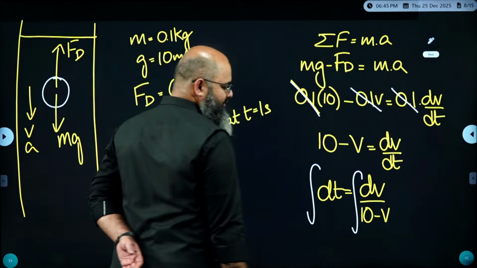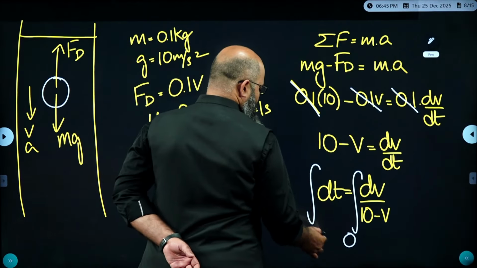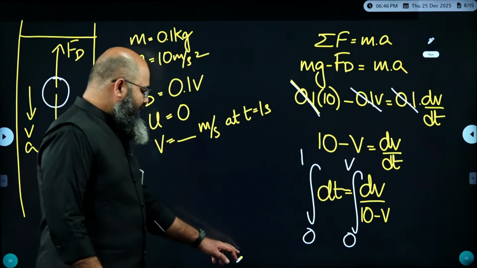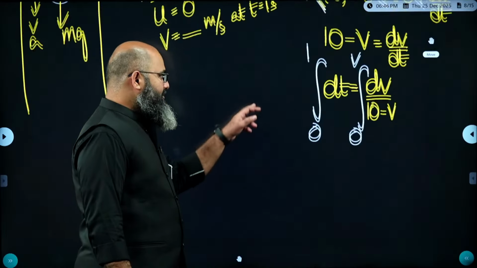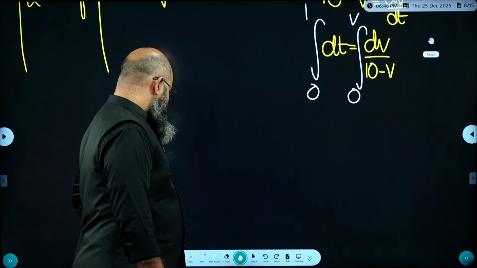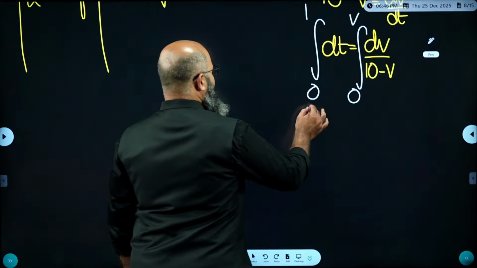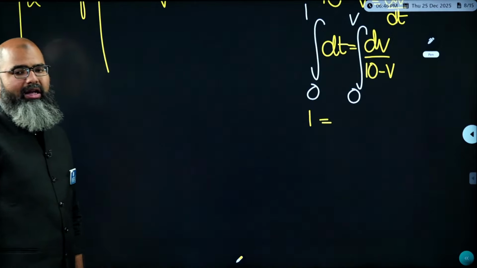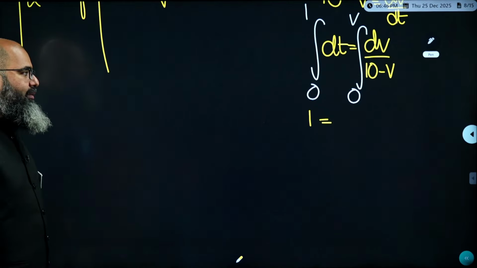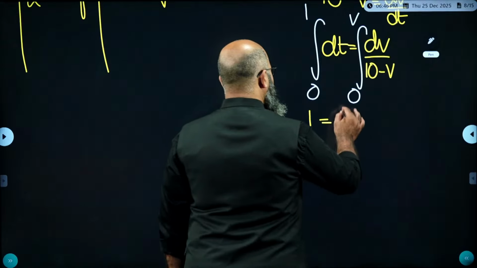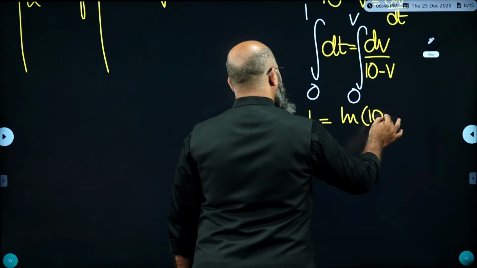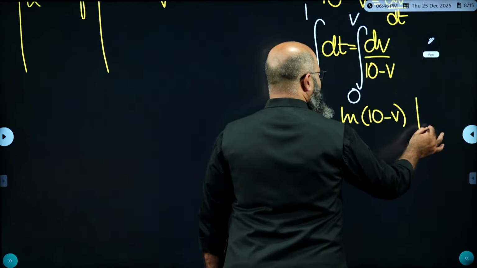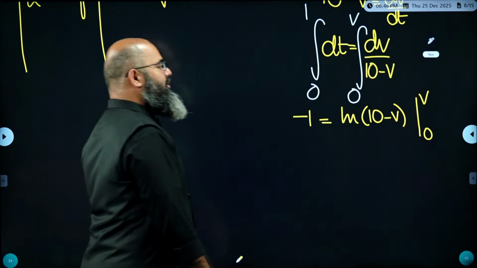Integrate both sides. You know, at time t equal to 0, velocity is equal to 0. At time t equal to 1, velocity is equal to v. This is now mathematics only. Very simple, that too. If you integrate the left hand side, you will get 1. 1 is equal to the integral of dv upon 10 minus v, which is ln of 10 minus v divided by minus 1. I'll put this minus 1 here, ranging from 0 to v.